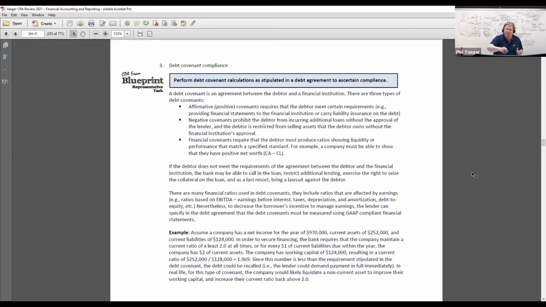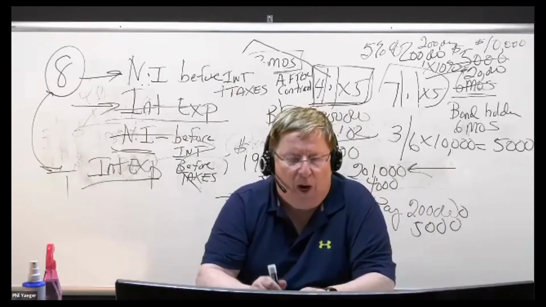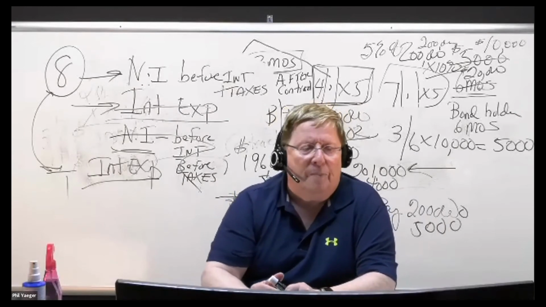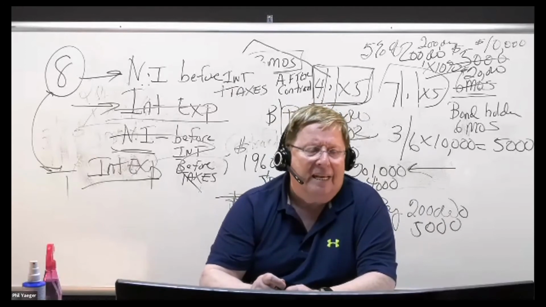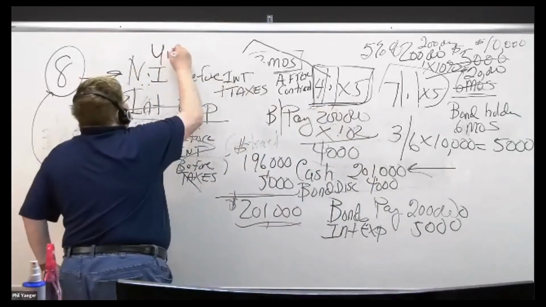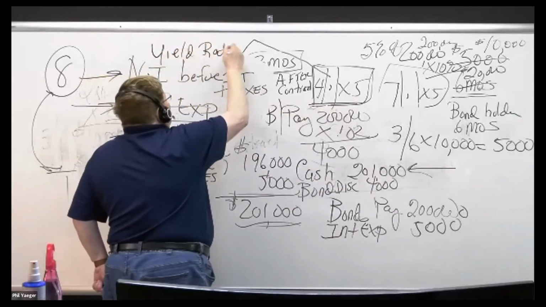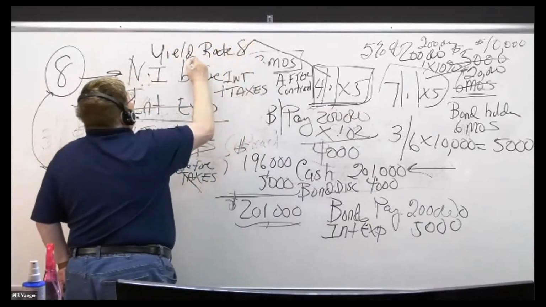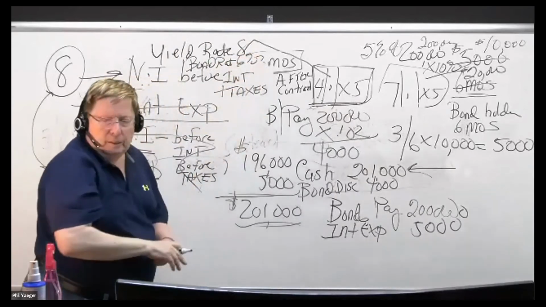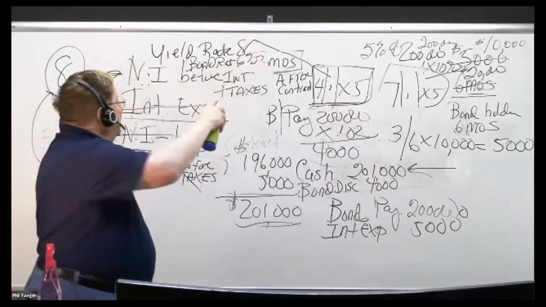Now, quick review. Are you ready? I'm going to ask you questions about bonds. When you issue bonds, you can issue them at a discount or premium, right? Now, let's assume you issue them at a premium. You have a yield rate on the bonds. The yield rate is 8%, and the bond rate is 6%. Let me erase this board. Okay, hold on one second.